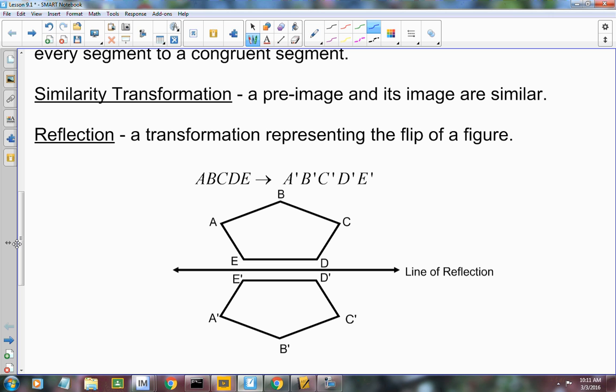Now, when you reflect it, you have to preserve the distance to the line of reflection. So like the distance from E to the line of reflection has to be the same as the distance from E prime to the line of reflection. And the same would be true from A to the line of reflection and A prime to the line of reflection. Those have to be the same. If they're not the same, then the figure gets mixed up. It no longer stays congruent. So you have to preserve that distance there so that the shapes are exactly the same.